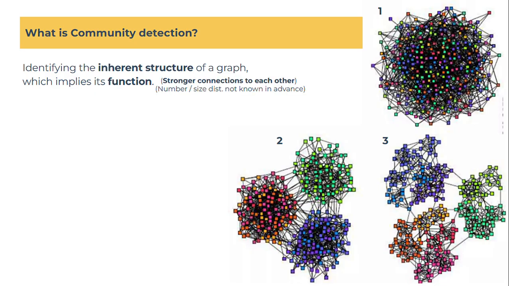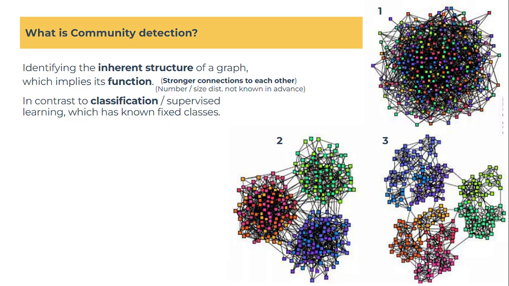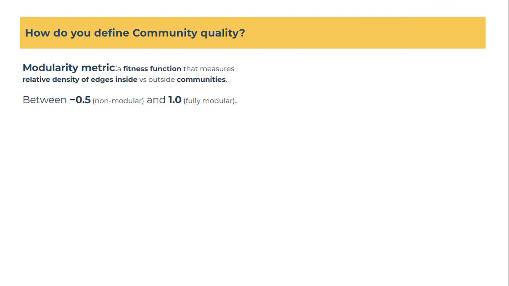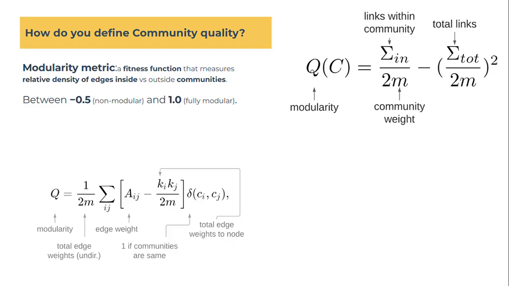The number and size distribution of these communities is not known beforehand. This is in contrast to classification, where we have a fixed set of classes. Given a community assignment, its quality can be identified using a modularity metric, which ranges from -0.5 to 1, where higher is better. This is the equation for it.